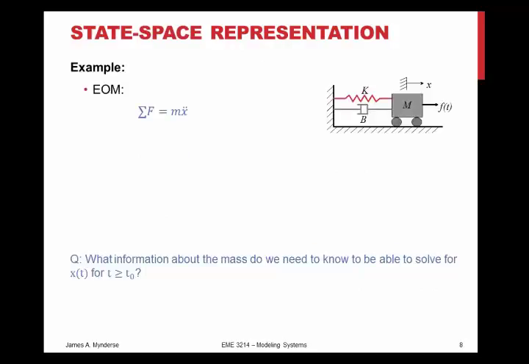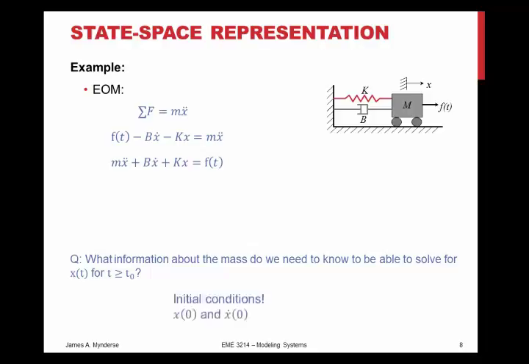Let's look at a slightly more complicated example. In this one, I've got a block that's moving back and forth, and it's got a spring and a damper and an applied force. So if I apply Newton's second law, I can say that the force minus the damping minus the stiffness is going to be equal to m x double dot. Again, the x double dot is my acceleration. And so I usually put all the x terms on one side. So m x double dot plus b x dot plus k x is equal to f of t. So what do I need to know in order to solve this?